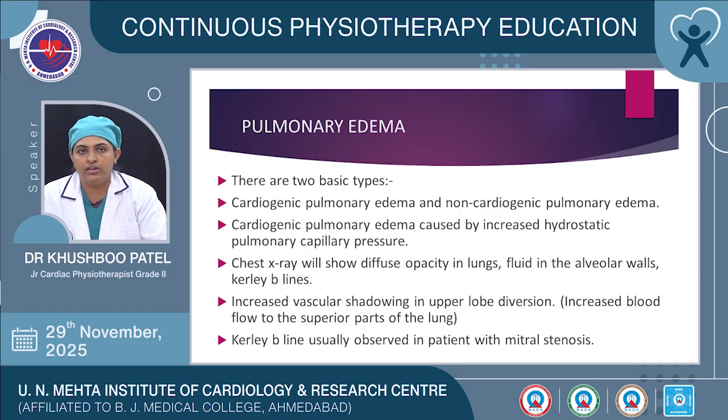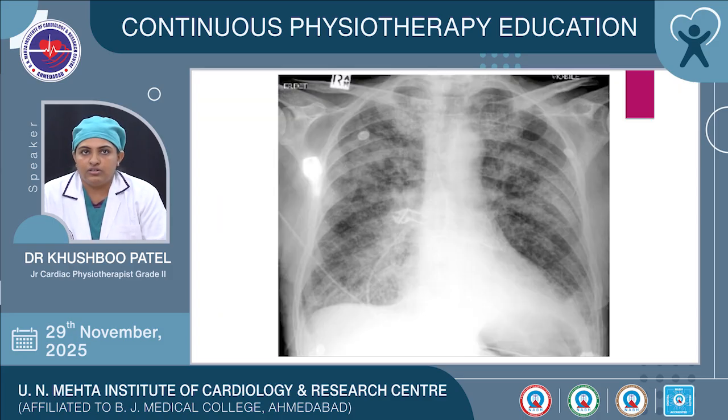Now we discuss pulmonary edema. There are two basic types, cardiogenic pulmonary edema and non-cardiogenic pulmonary edema. Cardiogenic pulmonary edema is caused by increased hydrostatic pulmonary capillary pressure. Chest X-ray will show diffuse opacity in the lung, fluid in the alveolar wall, Kerley lines, and increased vascular shadowing with upper lobe diversion, meaning increased blood flow to the superior part of the lung. Kerley lines are usually observed in patients with mitral stenosis.